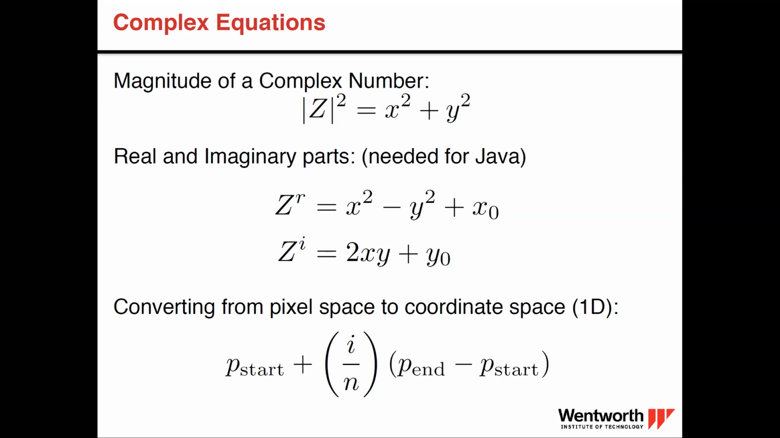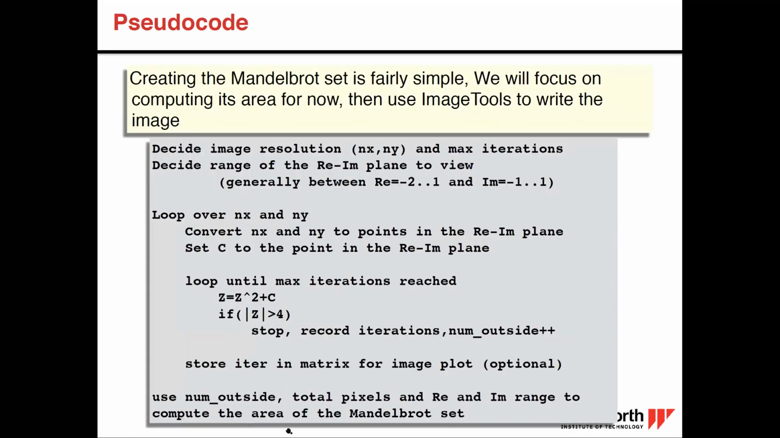We'll need a few variables to keep track of stuff, and then a couple of loops. And we'll write out the matrix that we end up with. So this should be just about it for the slides. I do have some pseudocode here, just the general stuff: decide the image resolution and the max number of iterations, decide the range, so -2 to 1, -1 to 1, loop over all the pixels, convert the pixels to the X and Y points, set C to that point, loop until we reach the max iterations. This will be a while loop.